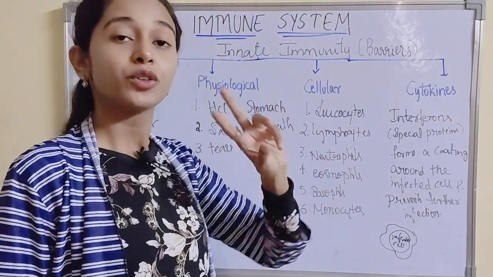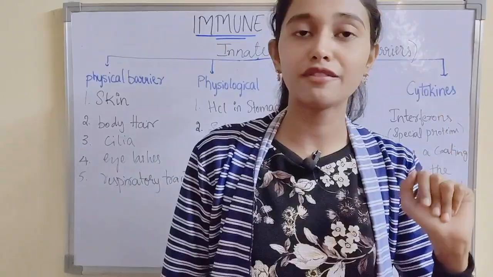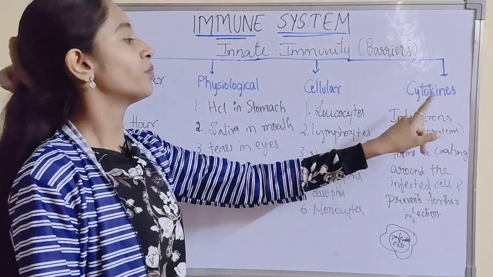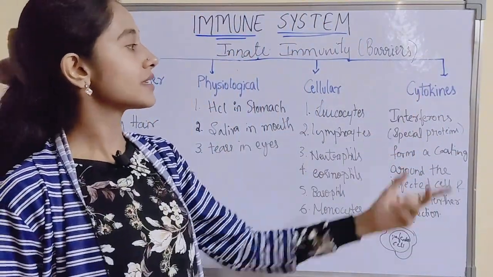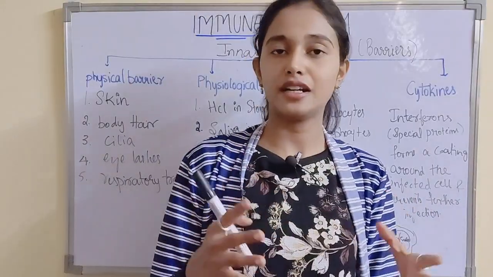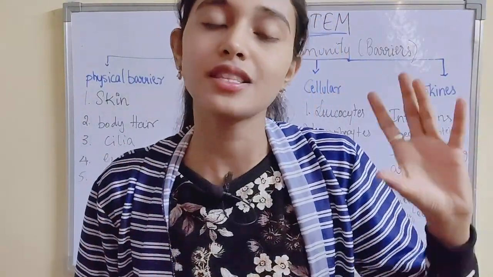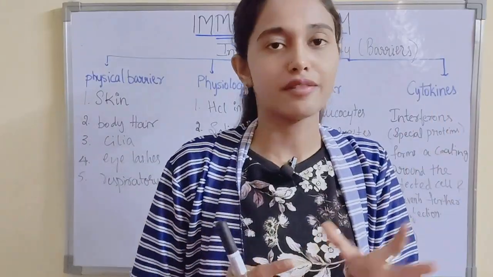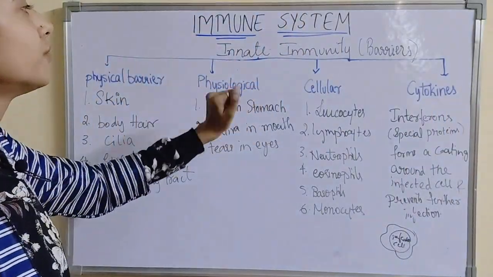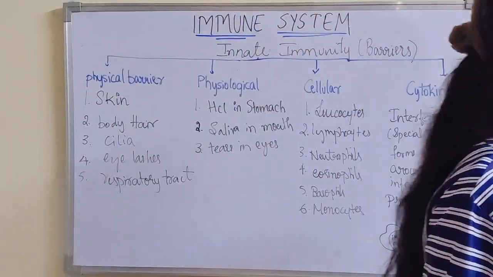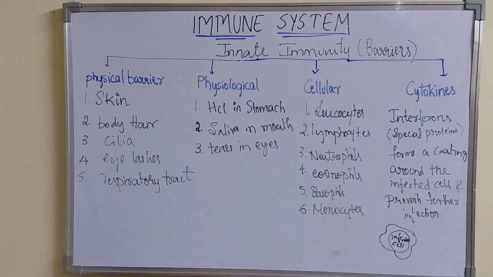In lymphocytes, there are 2 types, right? B cells and T cells, B lymphocytes and T lymphocytes. So, cytokines. Cytokines here have interferons, which are special proteins which form a coat around the infected cell and prevent further infection. Okay, so let's move further and let's go deeper into acquired immunity now.